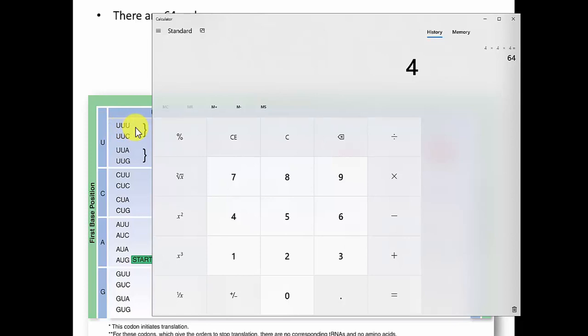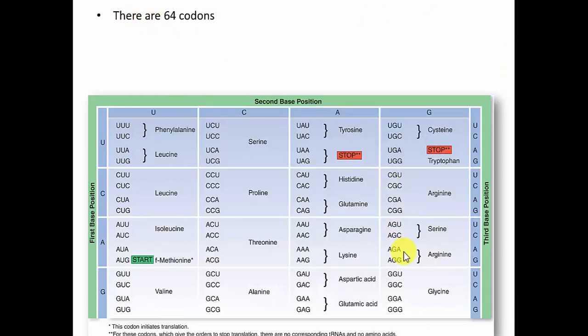And so that gives you the number of different combinations you can have with 4 nucleotides and 3 positions for each nucleotide. So if you take 4 to the 3rd power, which is 4 times 4 times 4, that gives you 64. So we actually have the exact number of codons that you can possibly have. And if you look here with our 4 RNA bases, U, C, A, and G, this gives you all 64 of those possible outcomes.